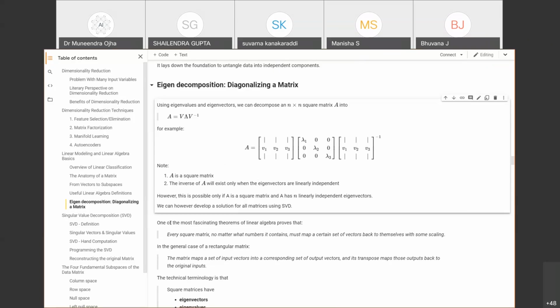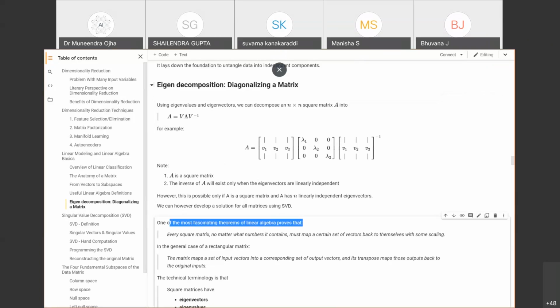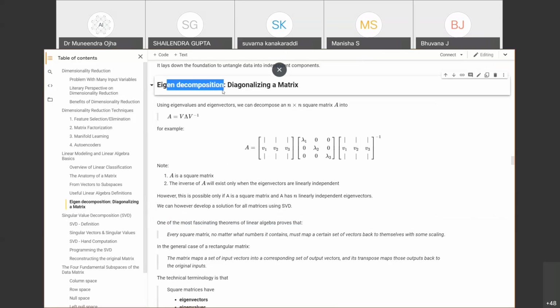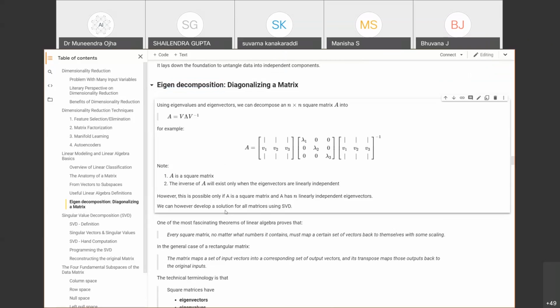So I want to decompose with eigen decomposition. I was able to decompose a square matrix only. Now I want to decompose a rectangular matrix which is not a square matrix. I will need singular value decomposition to perform this task.